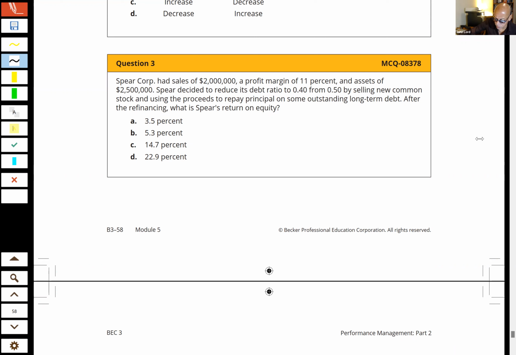And they're asking us for the return on equity. So we know we're going to have the equity. And then we know we're going to have what? Net income or some sort of profit indicator in the numerator here. Well, you start to look at this question and they tell us that they have sales of 2 million and a profit margin of 11%.